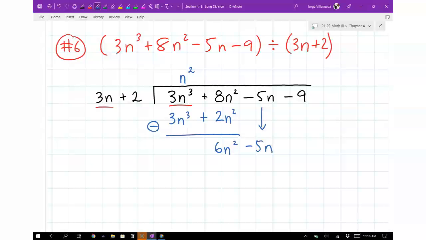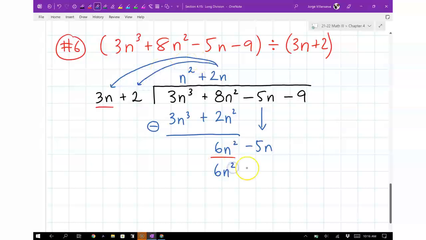Just like we did the first time, we're going to focus on the first term. So I'm going to underline 6n squared. Now I need 3n to become 6n squared. What do I multiply by? A 3 has to become a 6, so I multiply by 2 and then n. Yes, I'm going to multiply by 2n. So 2n times 3n is 6n squared, and 2n times 2 is a positive 4n, and I'm going to subtract.